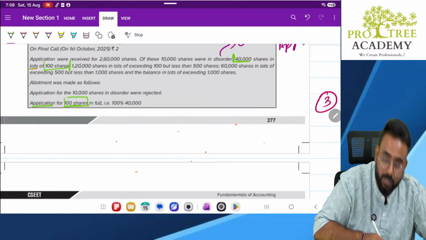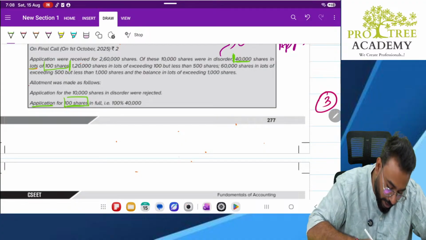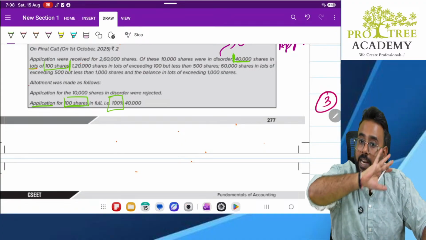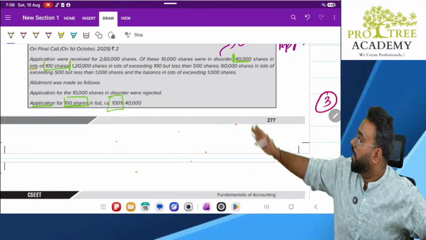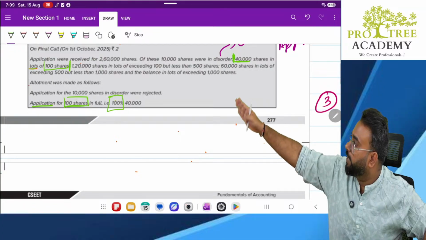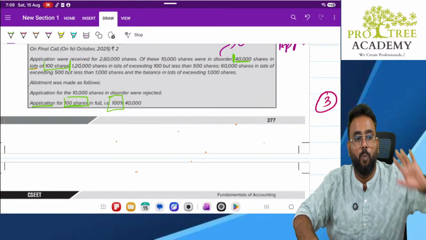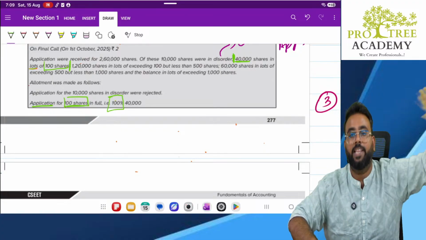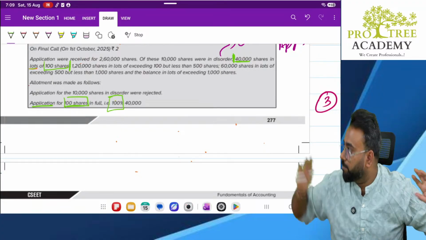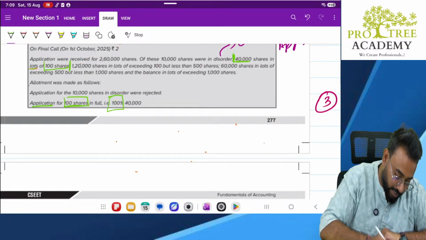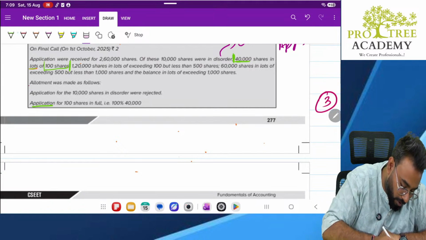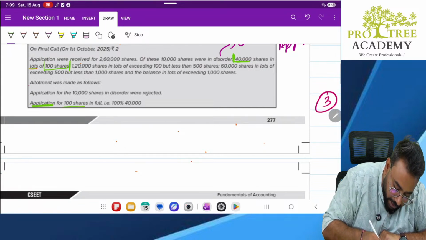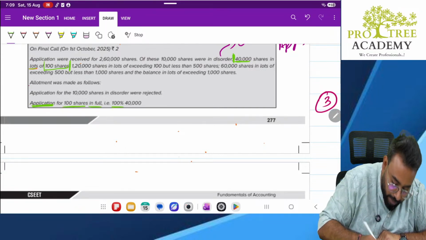This 100 shares, whatever people have applied, for them I am giving 100%. That means application for 100 shares in full, that is 100%. Whatever they have applied, I am going to allot them. That is the meaning of this. The sentence is complicated, but you need to understand: application for 100 shares in full, that is 100%.